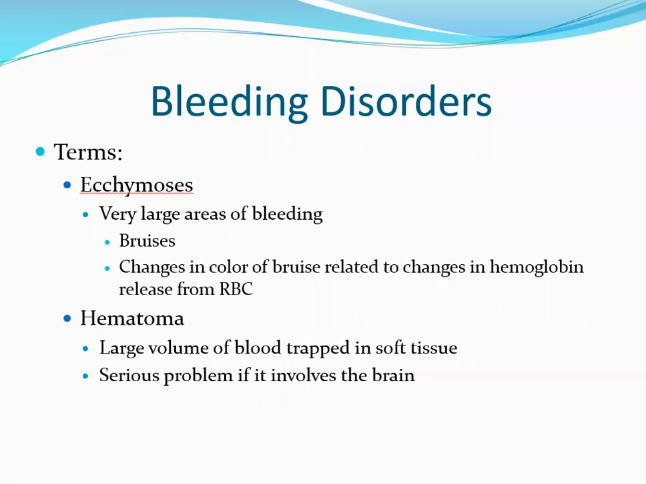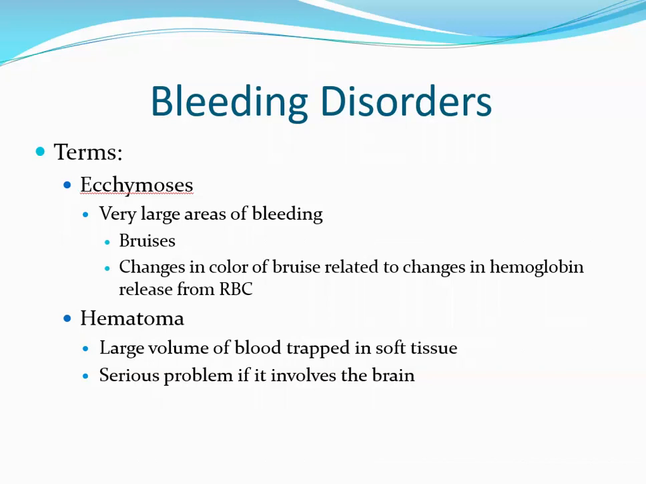The changes in color of a bruise are related to the changes in hemoglobin release from the red blood cell. So you can watch the color change of a bruise, and basically this is the healing process. Bruises start out black and blue. That is the blood in the tissue. They then transition to almost a greenish color. This represents the initial breakdown of the red blood cells and the release of the hemoglobin. Then the bruises transition to a yellowish color. That is the breakdown of hemoglobin and the bilirubin release. And the bilirubin is what causes the yellowish color.